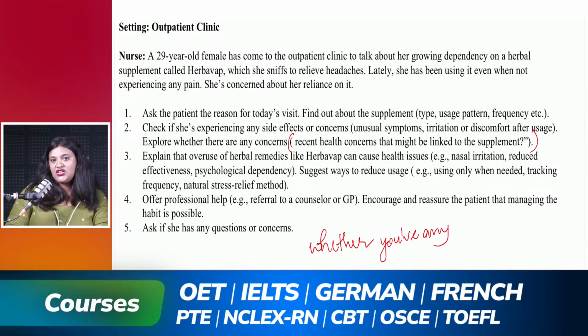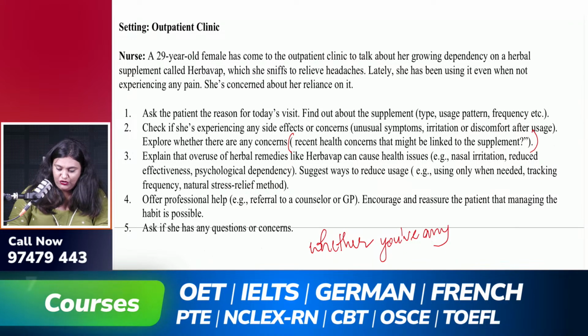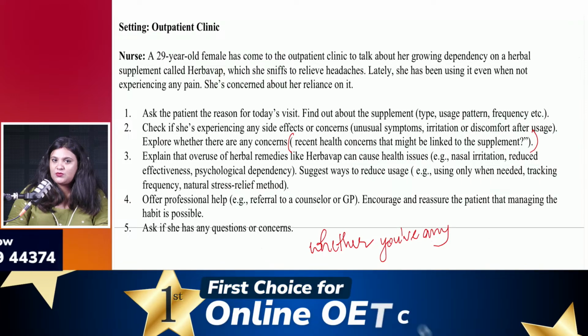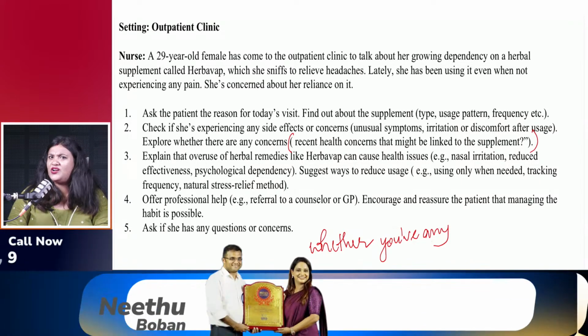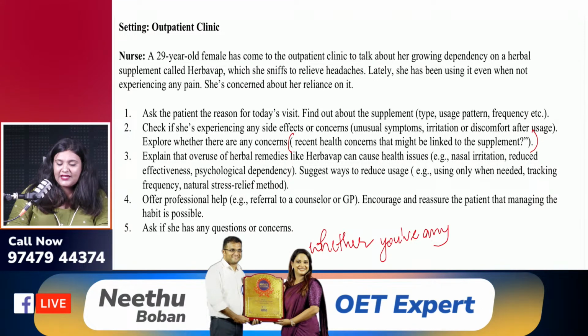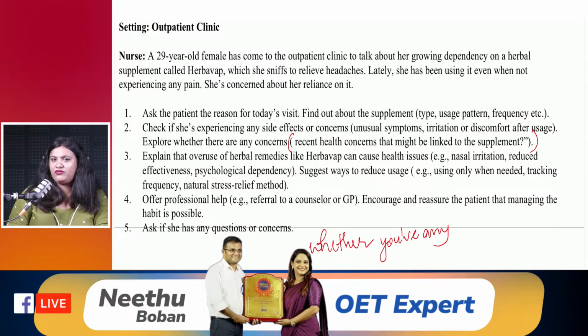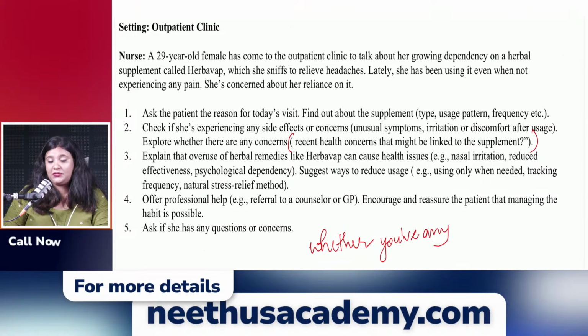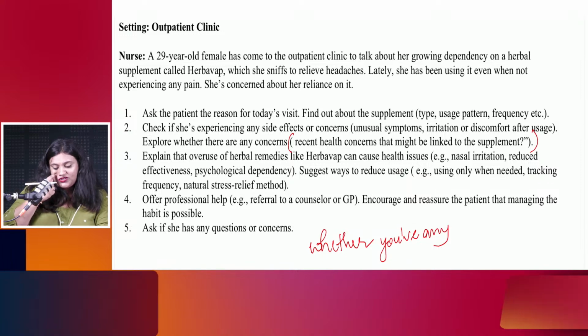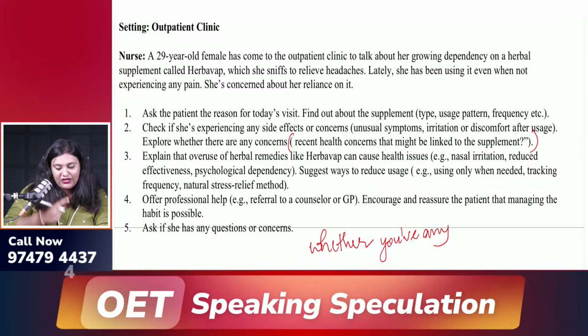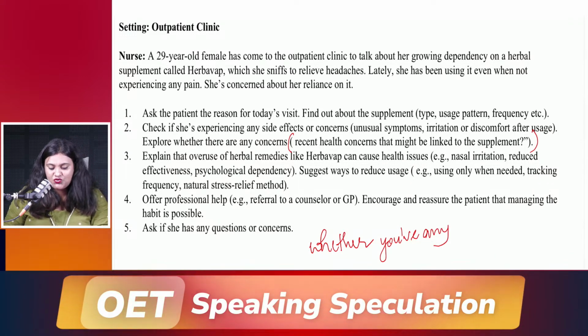Nasal irritation, the patient already said they have irritation. Reduced effectiveness means if you overuse it, even when you don't require it, that is actually going to bring down the effectiveness of the supplement. Psychological dependency means you will start to feel like you cannot function without it. So that is the point you have to expand. The next point is suggest ways to reduce usage: using only when needed, tracking frequency, natural stress relief methods.